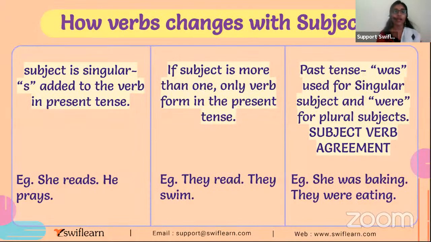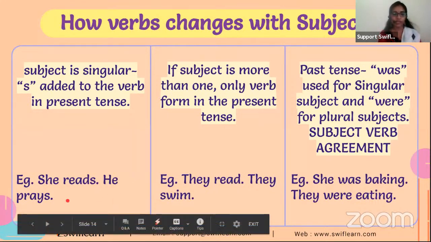So now let's move on to how verbs change with the subject. Because verbs keep changing with the subject, and we have to understand that very clearly in order to construct sentences. Fine. So if the subject is singular, s is added to the verb in the present tense. So when a subject is singular, what do we do? We add s to the verb in the present tense. Now we have the example here.